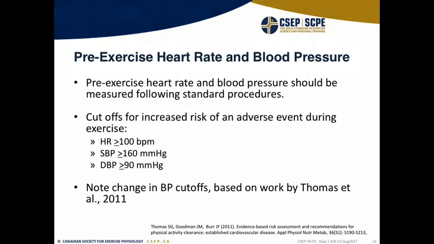Now though, for systolic blood pressure and diastolic blood pressure, the limits are somewhat different. So a systolic blood pressure of 160 millimeters of mercury is a cutoff, as well as a diastolic blood pressure of 90 millimeters of mercury or greater. This change is based on research that was done by Scott Thomas and his group that was published in 2011. And in this work where they looked at the likelihood of an adverse event with exercise, it was noted that the risk was increased only when systolic and diastolic blood pressure went above the cutoffs that are noted on this slide.